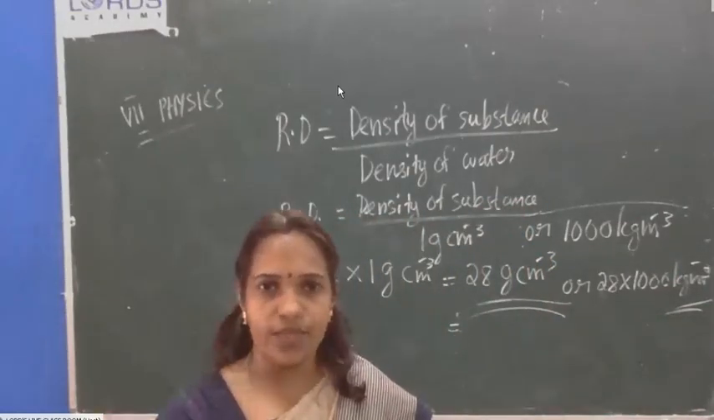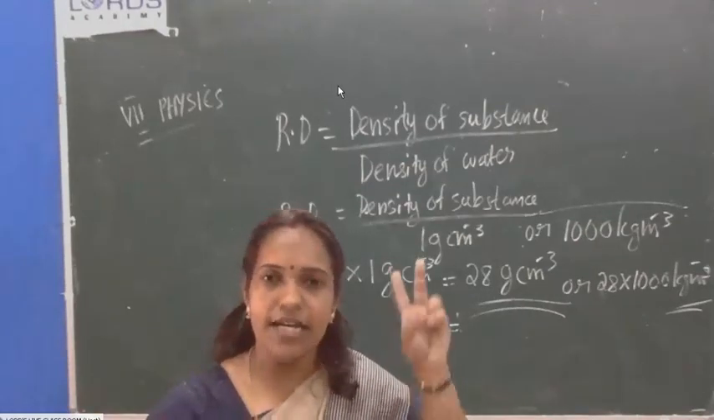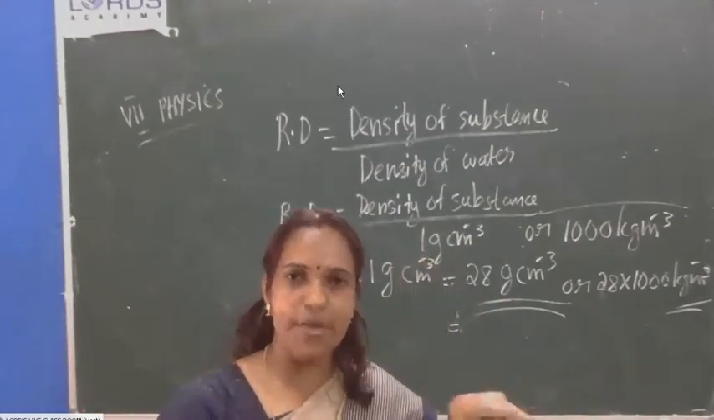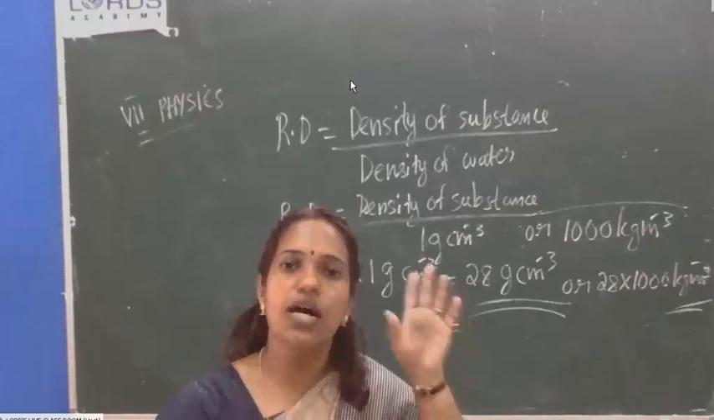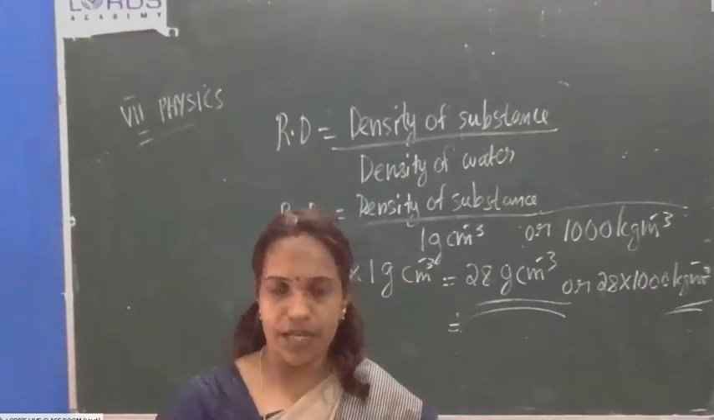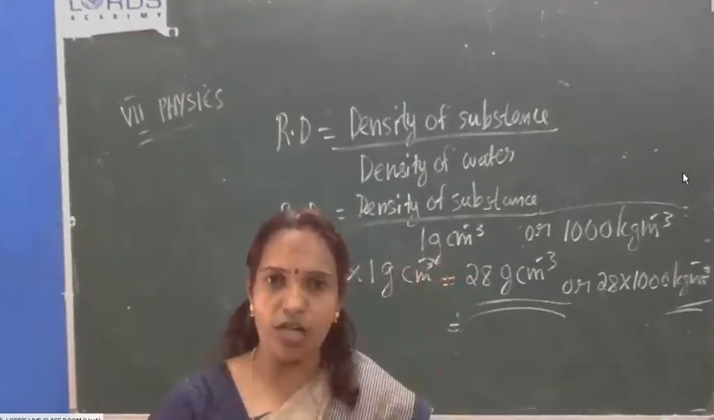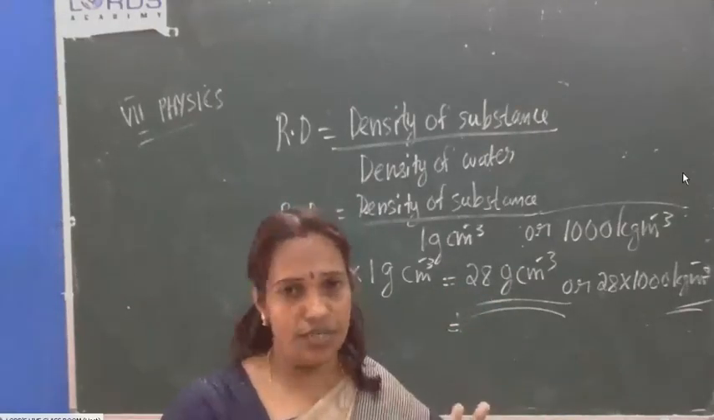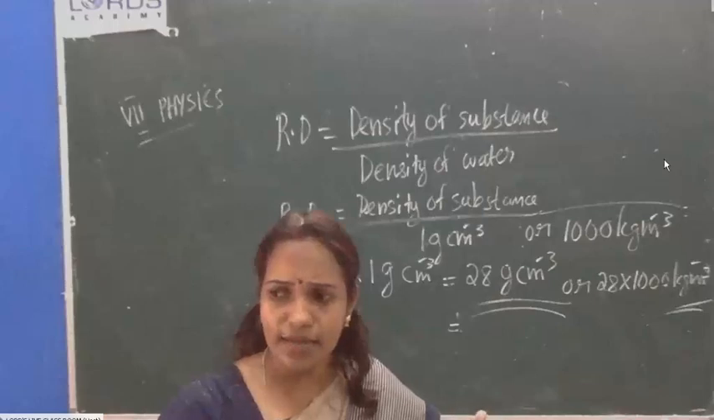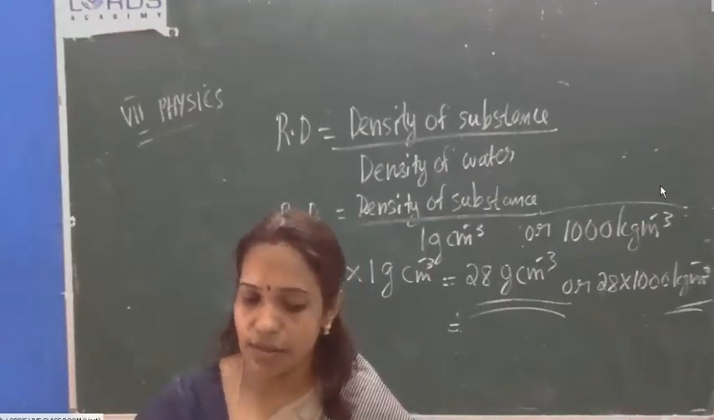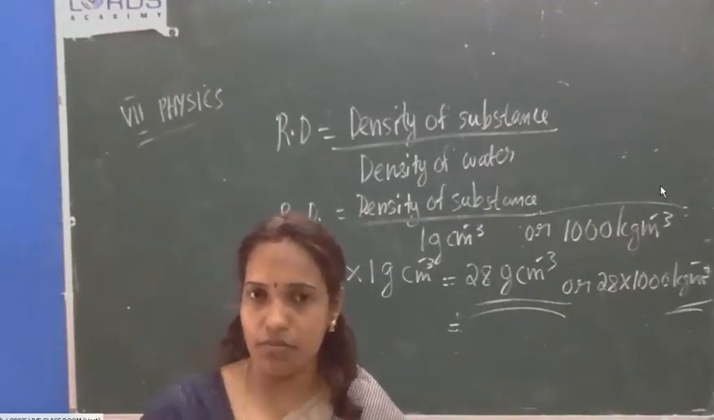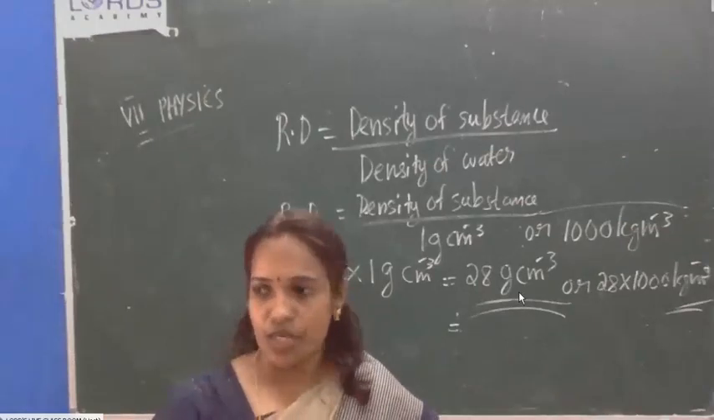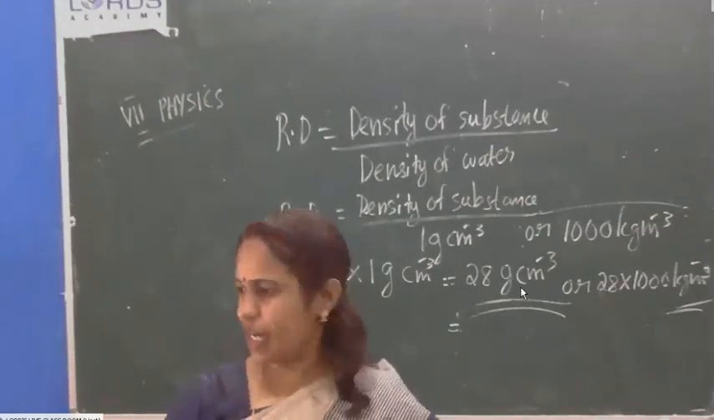That's clear. So 2 points clear. Density of the substance in gram per centimeter cube is equal to relative density. Density of the substance in kilogram per meter cube is equal to relative density into 1000. Okay. Do you have any confusion? No. Okay, so this is completed.